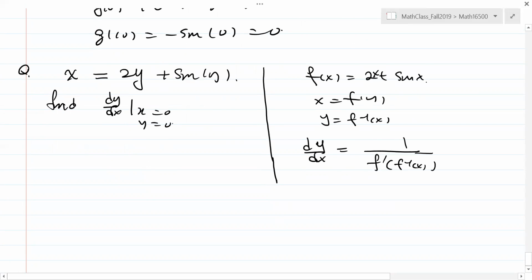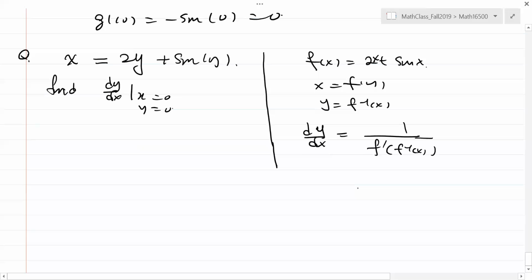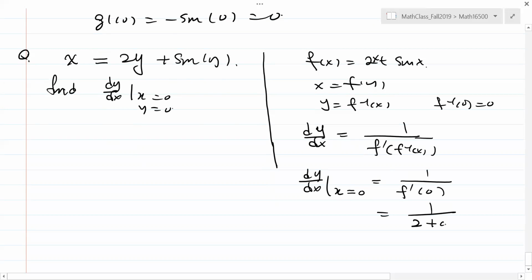I know this is going to be 0, right? So the derivative when x equals 0 is going to be 1 over f prime of 0, and f prime is going to be 2 plus cosine. So when it's 0, it's going to be 1/3. Okay. So this is just using the inverse function.